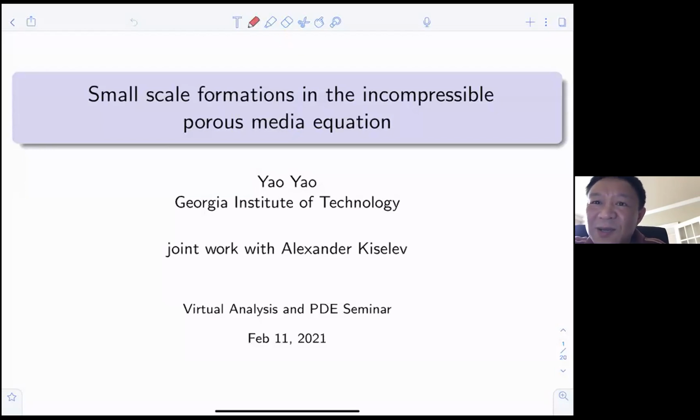This week the speaker is our colleague Yao, and she's going to speak about small scale formations in the incompressible porous media equation. Go ahead, please.